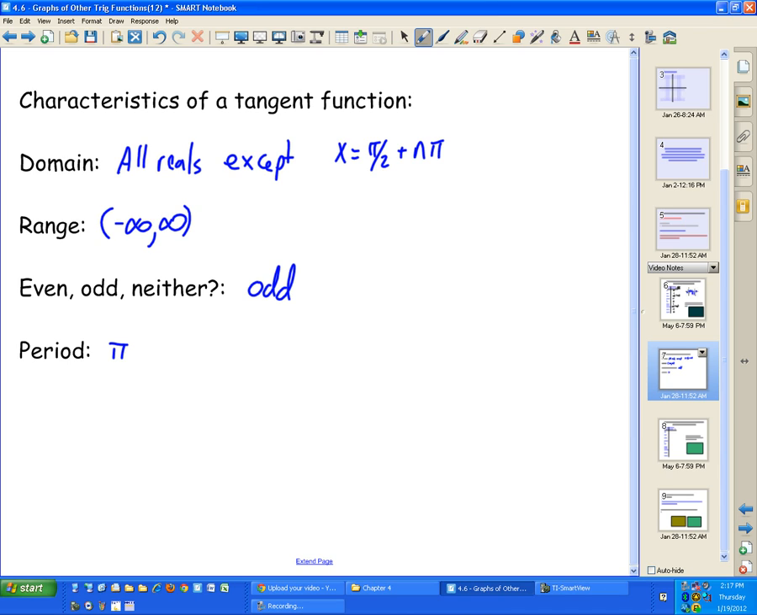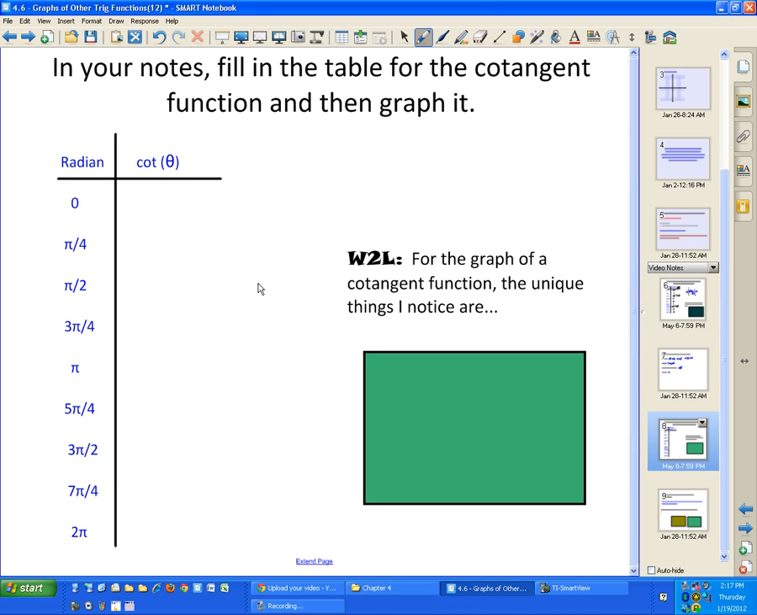So please get the graphs down. Please get these values down. So then we're going to talk about the cofunction of this. And so again, to get these values, please copy this down, and we'll make a graph of it again.